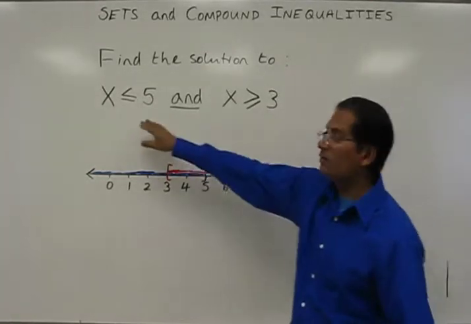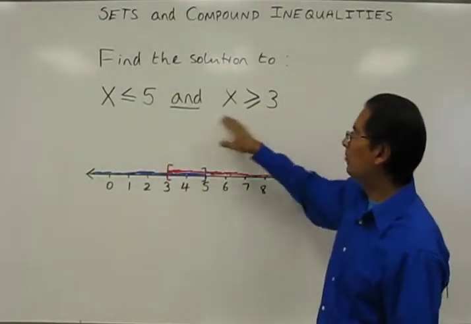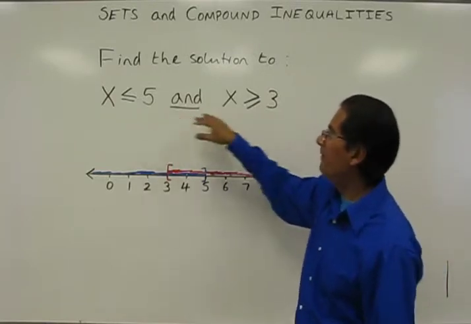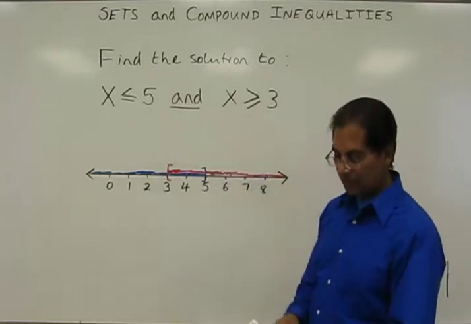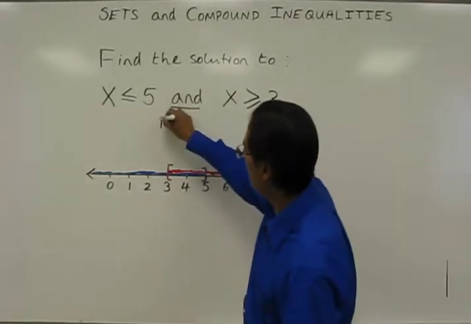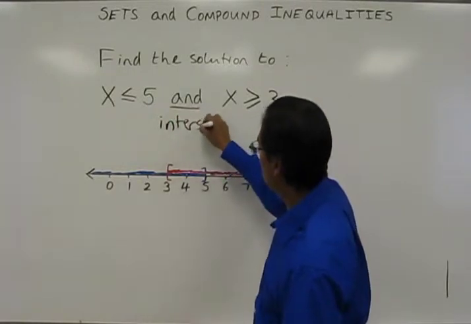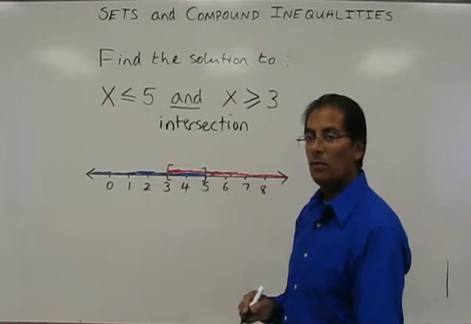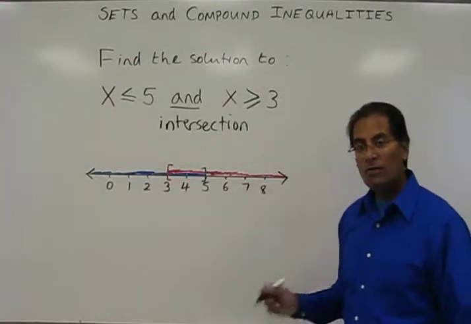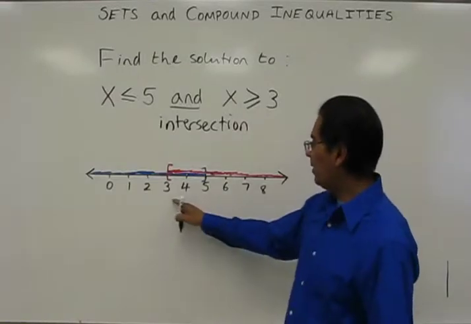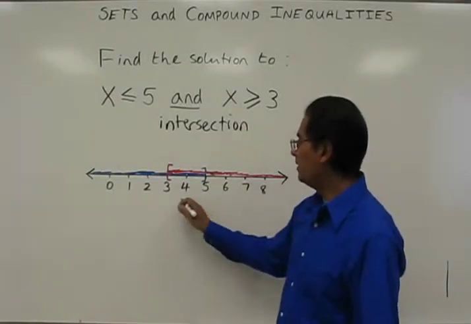So these two sets of numbers here are joined by an "and". And the "and" means, what do they have in common? What is the intersection of these two sets? So "and", another name for "and", is intersection. What do they have in common? Where do they overlap? And we can see they overlap between 3 and 5.